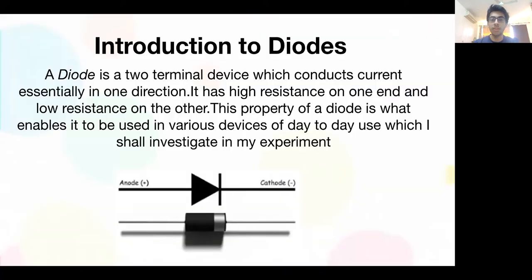First of all, I shall introduce diodes. A diode is a two-terminal device which conducts current essentially in one direction. We all know that it has high resistance in one direction and low resistance in the other, so it allows only one-way conduction. And this property is what we will be using to make a full wave rectifier. I shall also be demonstrating the full wave rectifier that I have made towards the end of the video.